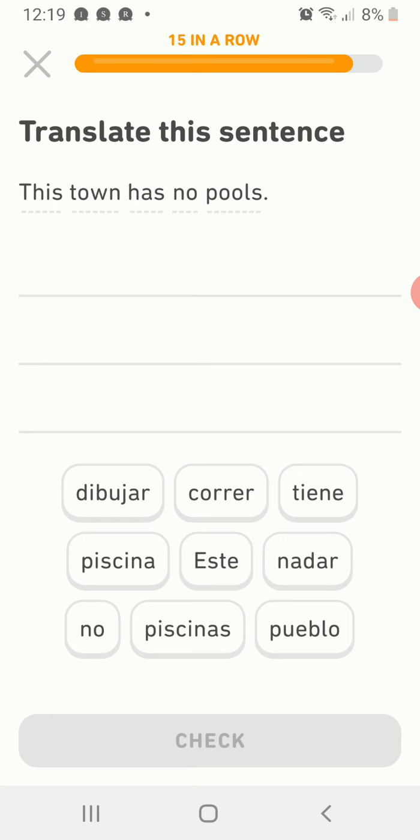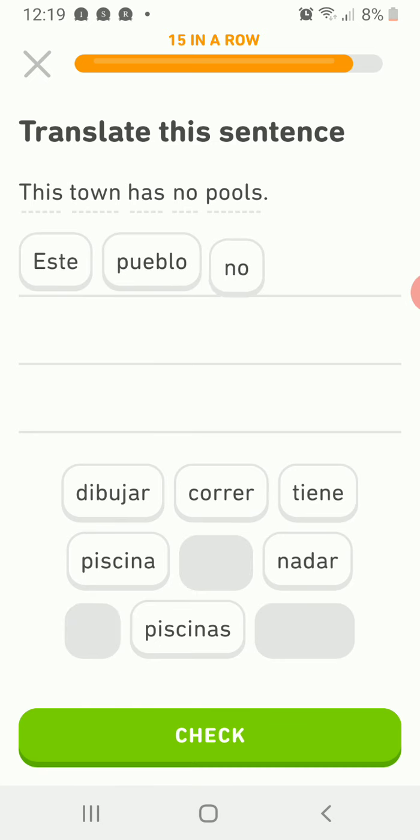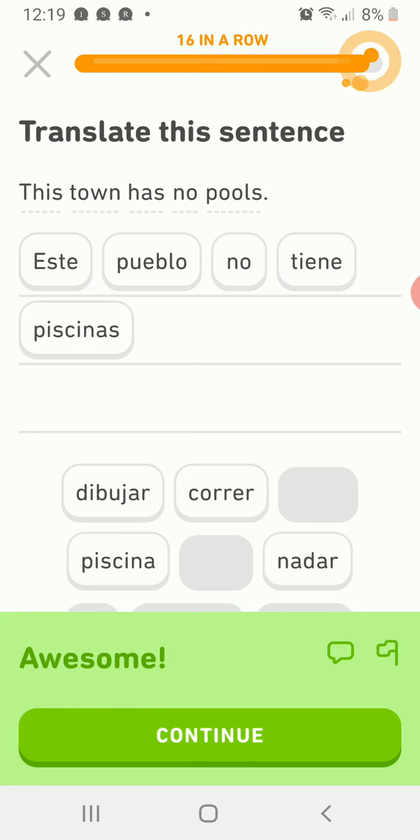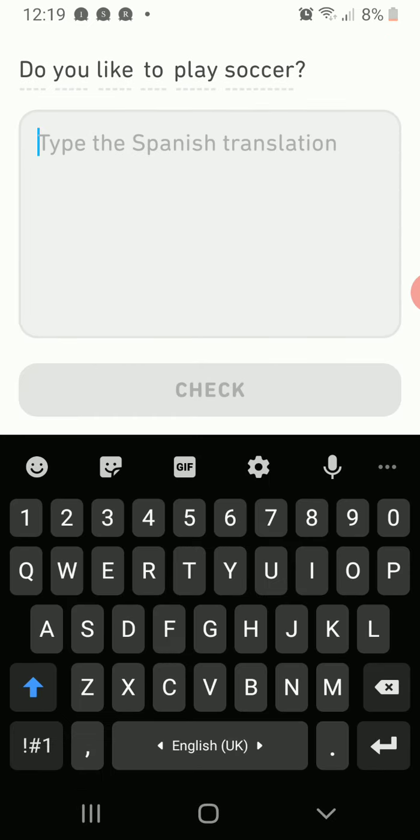And translate this sentence: this town has no pools. Once again, este pueblo no tiene piscinas. Nadar is to swim, by the way. Do you like to play soccer? This is a question.